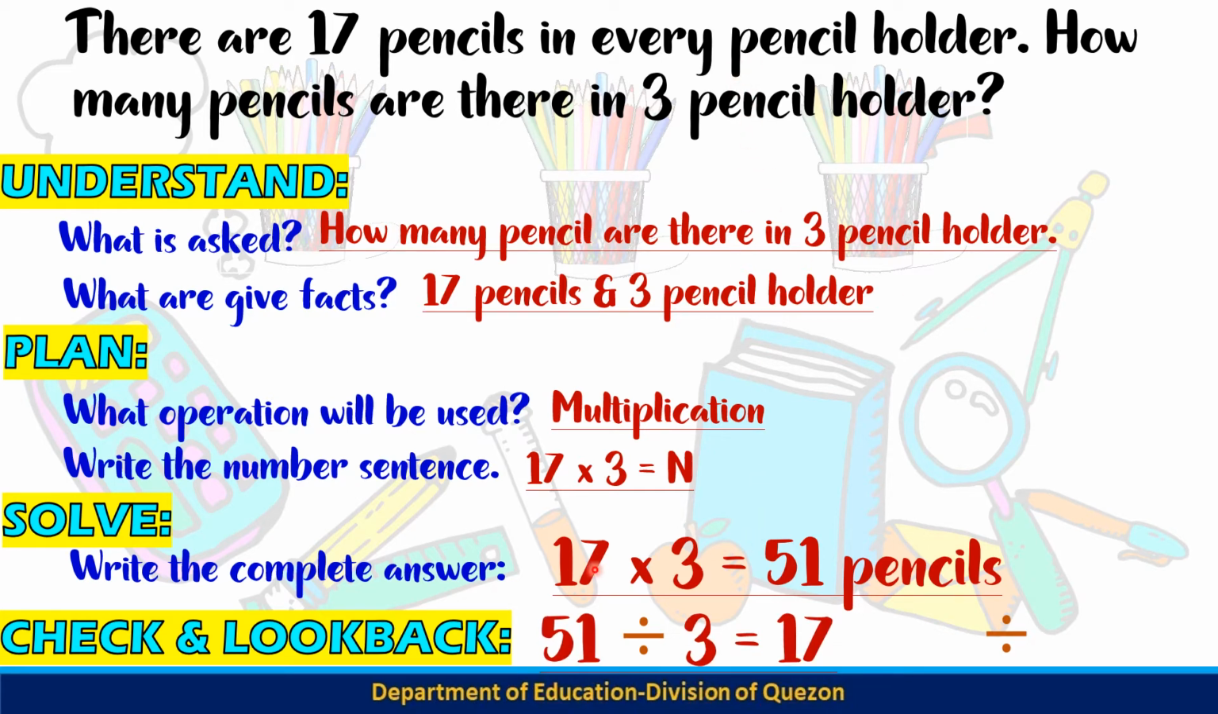51 divided by 3 is equal to 17, or 51 divided by 17 is equal to 3. If your answers are the same as the multiplicand and the multiplier in the given numbers, you are correct.